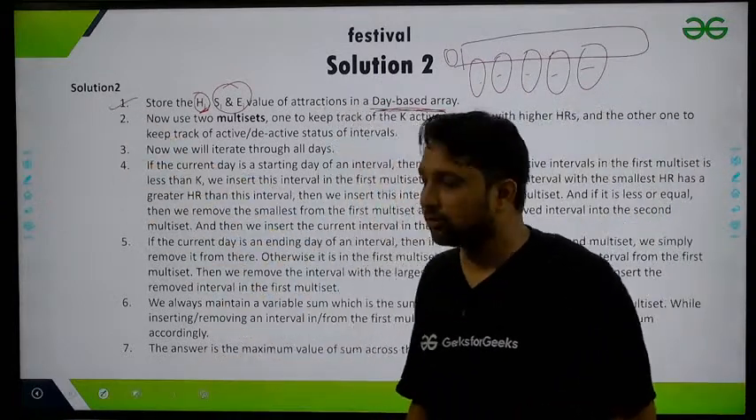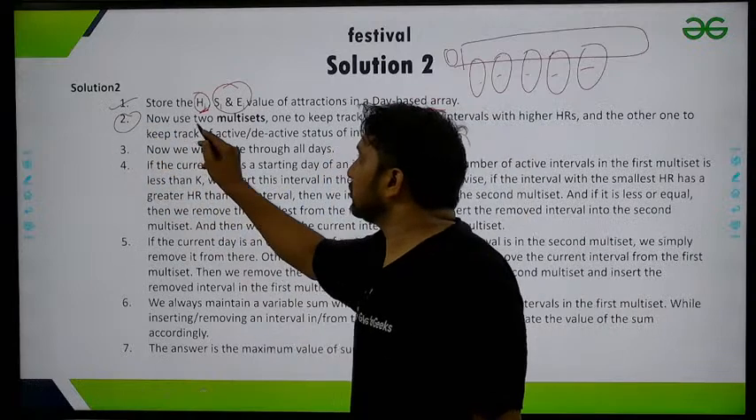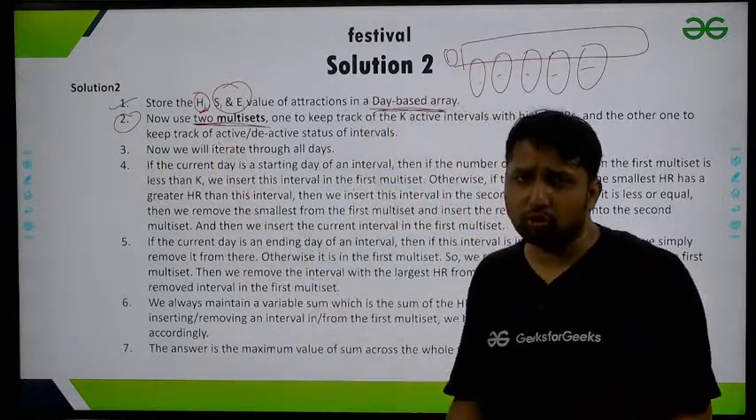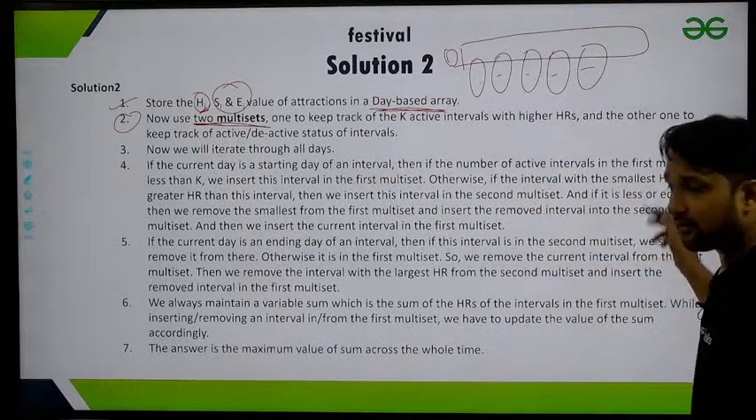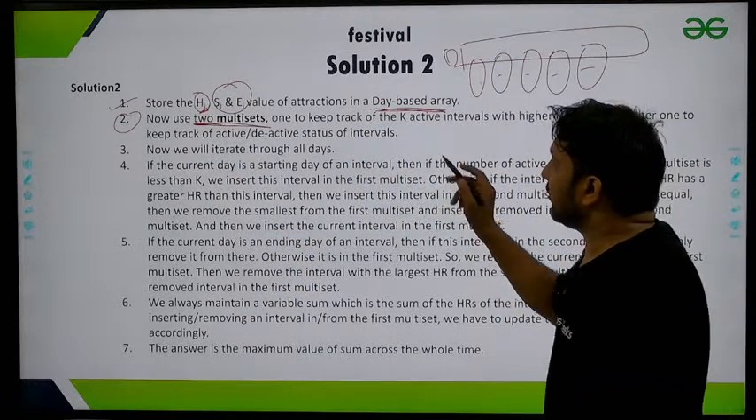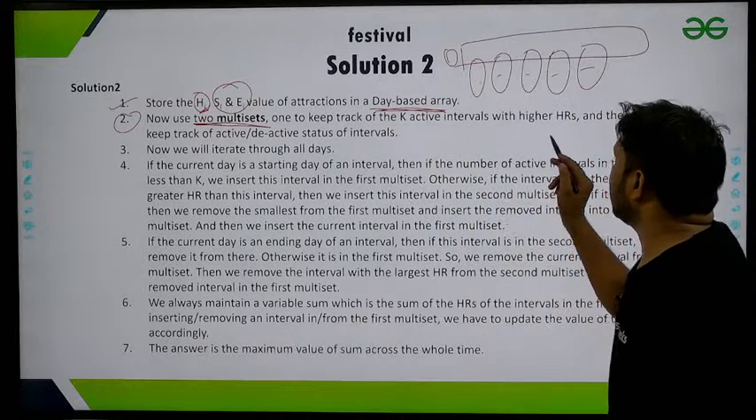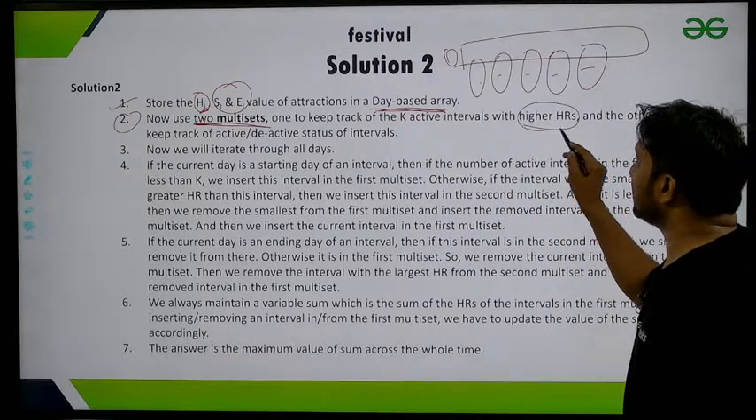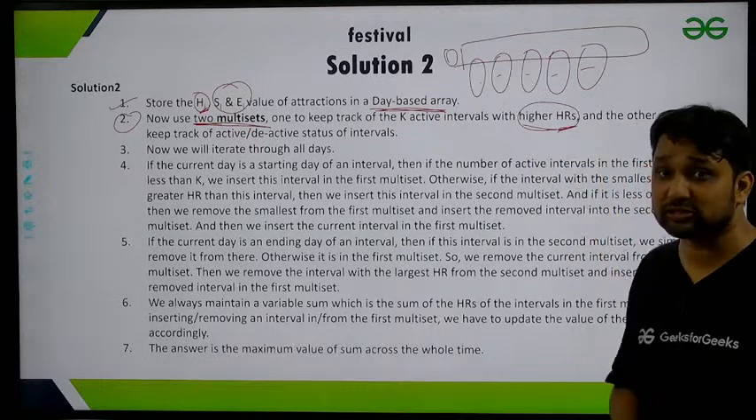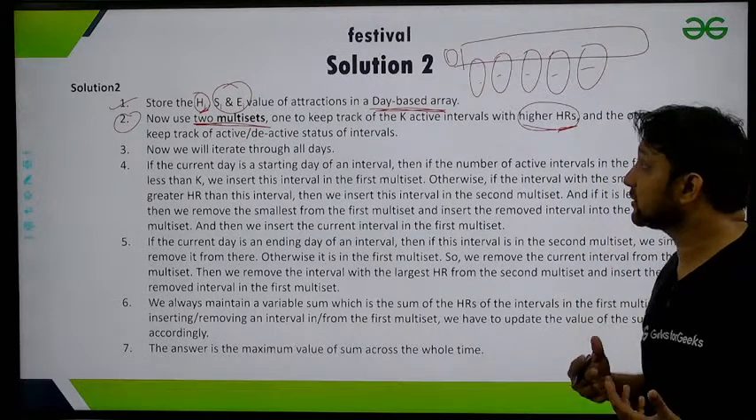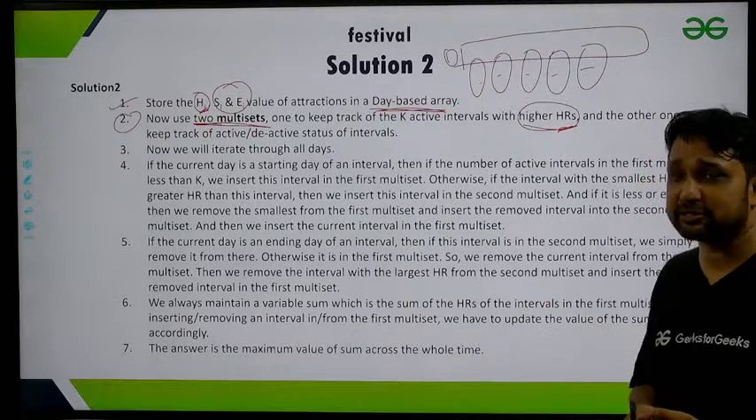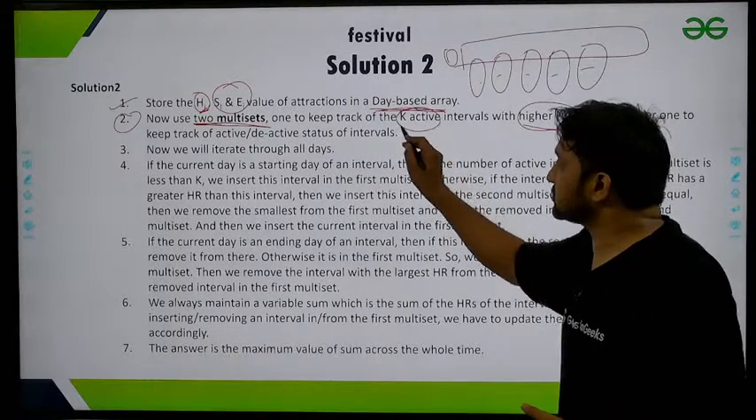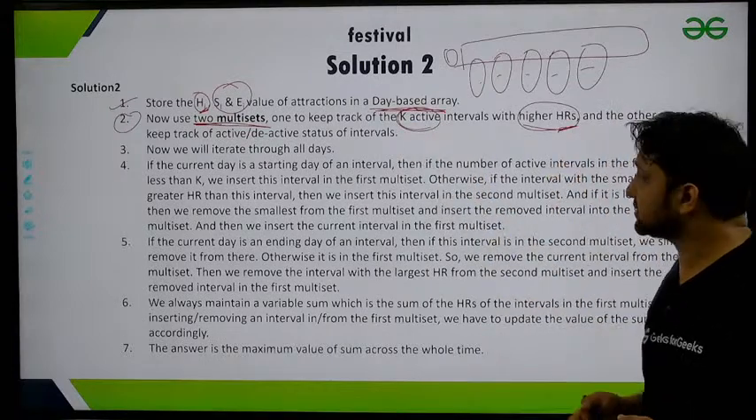In the second step, you were using two multisets. The first multiset was helping us find the highest happiness ratios. We were adding the highest happiness ratios, K of them. We were storing only K elements in that.